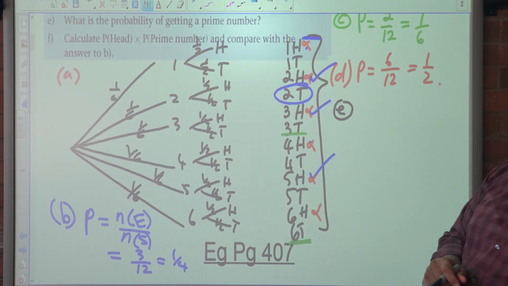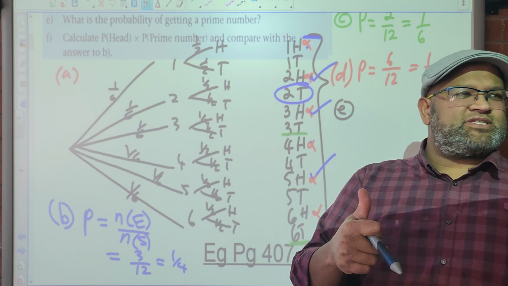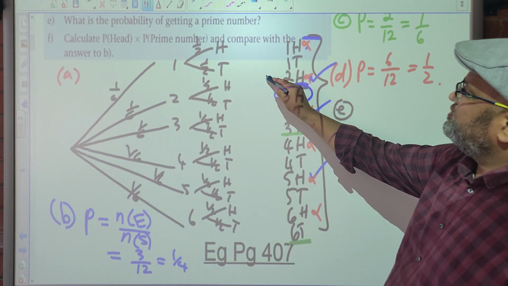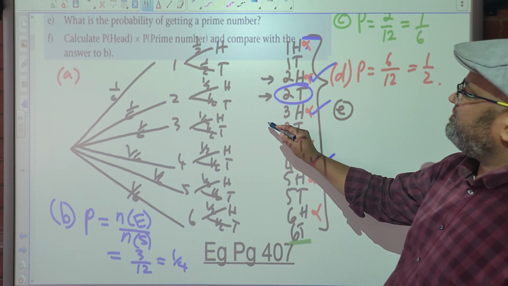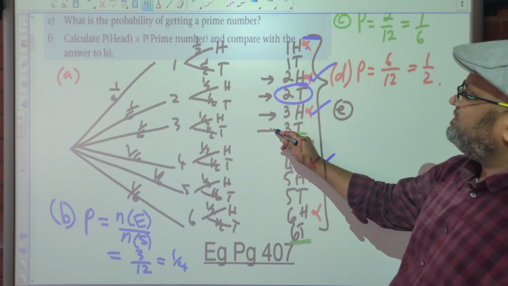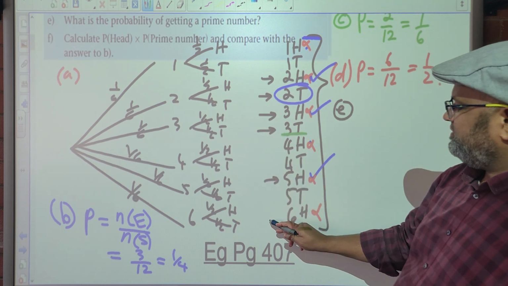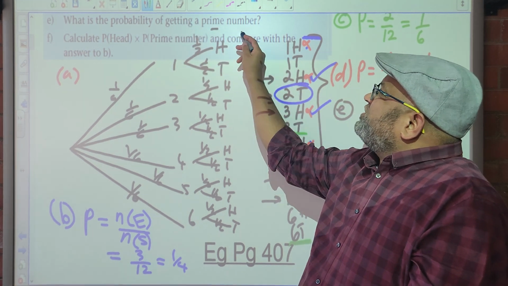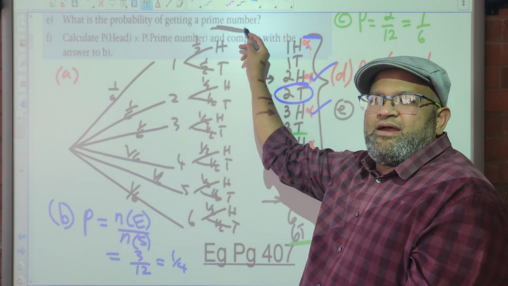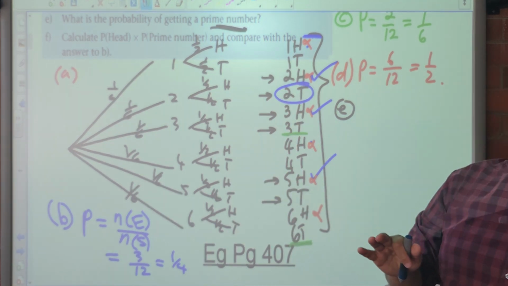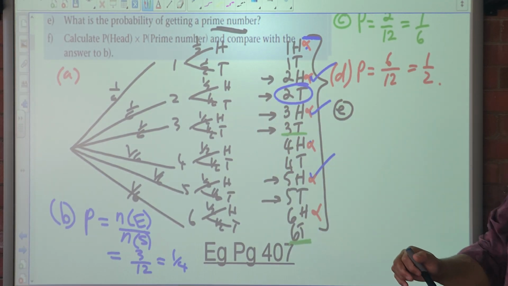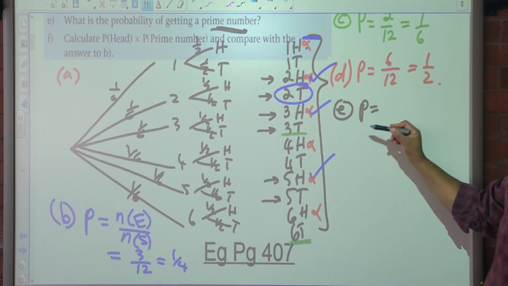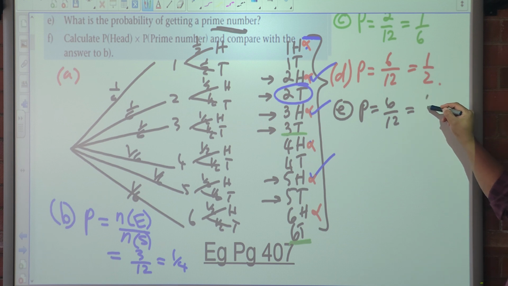What are prime numbers? Numbers that only have 2 factors, 1 and itself. So which are prime numbers here? 2, that's also prime, not so? 3, 5. That's it. And that's the only condition here. So do I consider if it's tails or heads? No. So this probability would be 1, 2, 3, 4, 5, 6 over 12, which is a half.